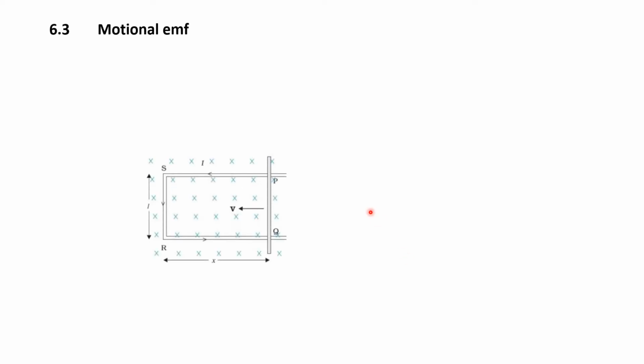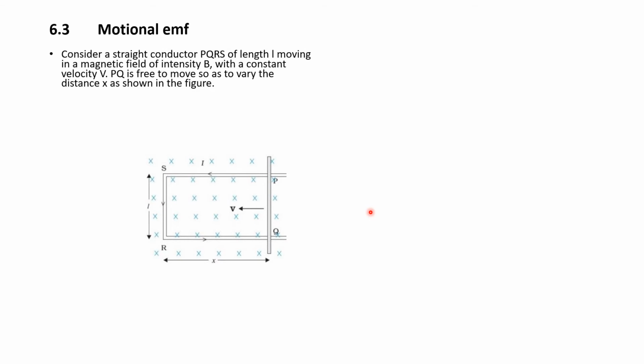In section 6.3, we will study about motional EMF. Please see the figure given below, where a straight conductor PQRS of length L is moving in a magnetic field of intensity B with a constant velocity.